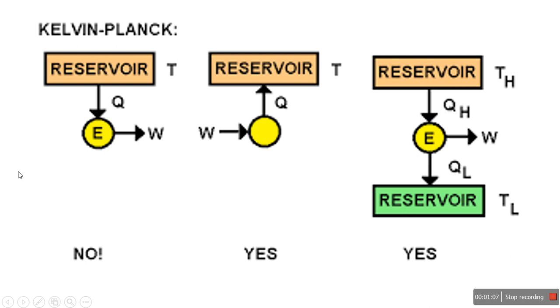So we see from the left that Q can't be converted completely into W. But if we supply work, electric work, that is work energy, we can convert it into 100% work energy. These are the three possibilities of the Kelvin-Planck statement.